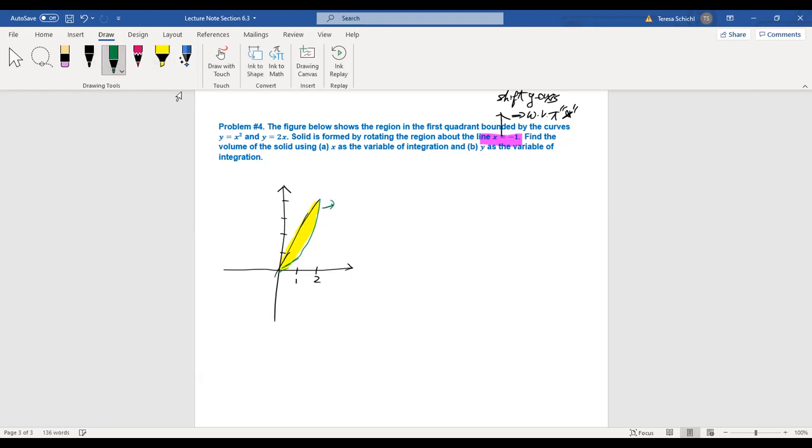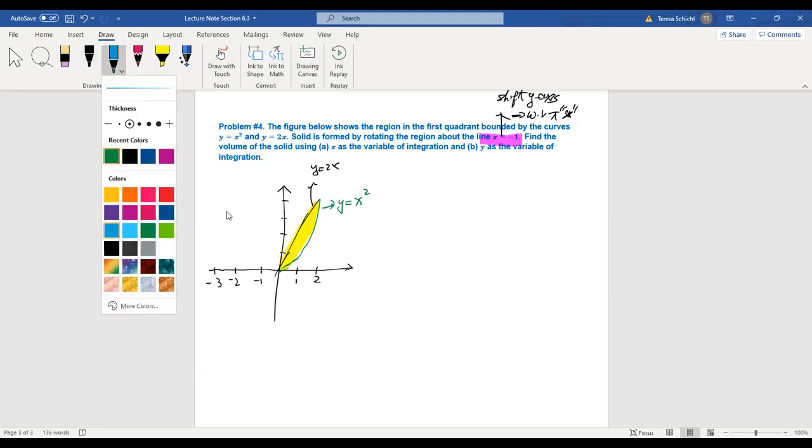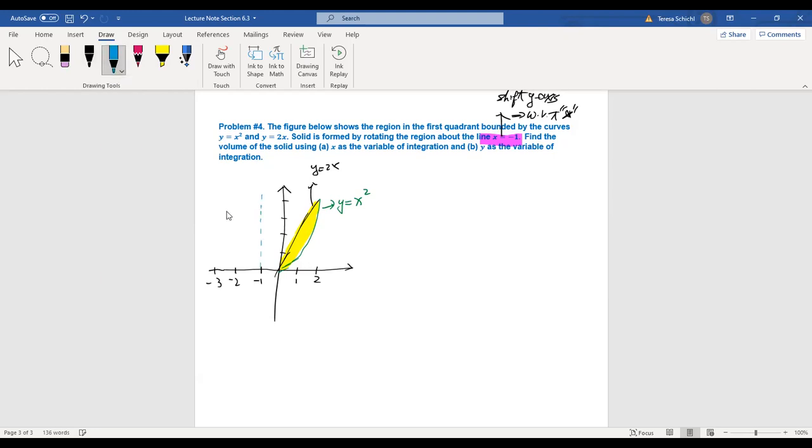So this is y equals x squared, and this line is y equals 2x. I'm rotating along x equals -1 here. So now this is 1, -1, this is -2, -3. Okay, so now let's do just like we did before. Rotating with respect to x equals -1, so draw your new axis here.